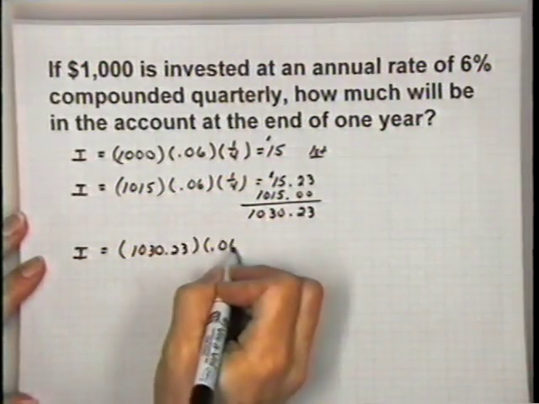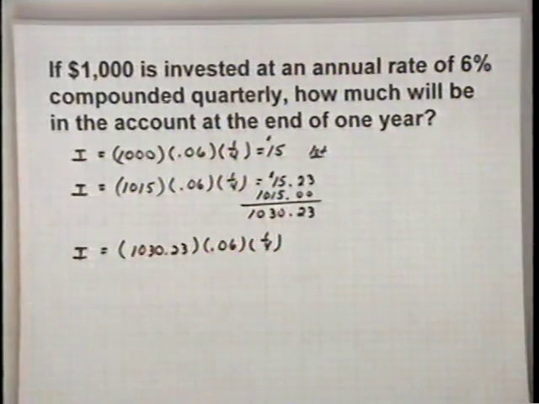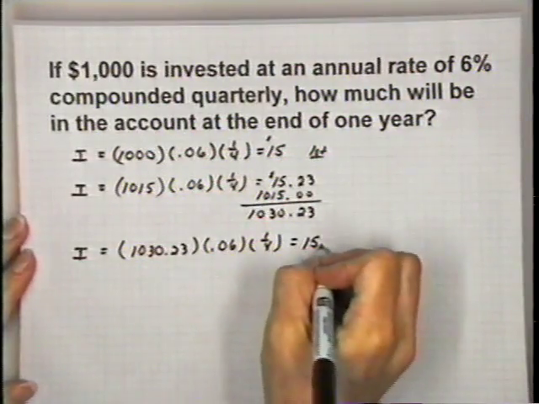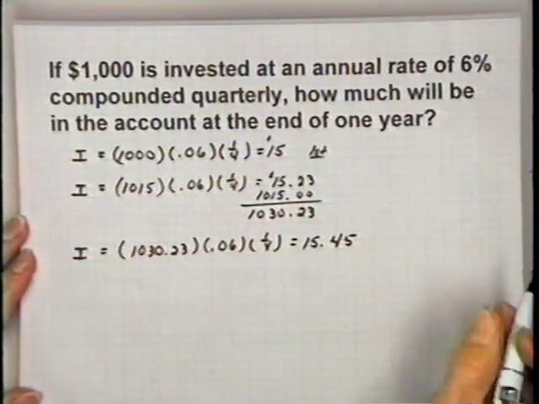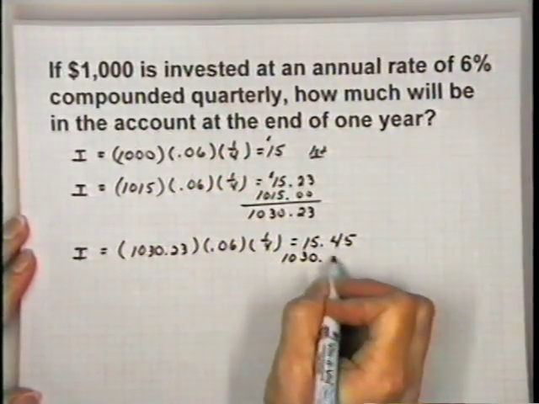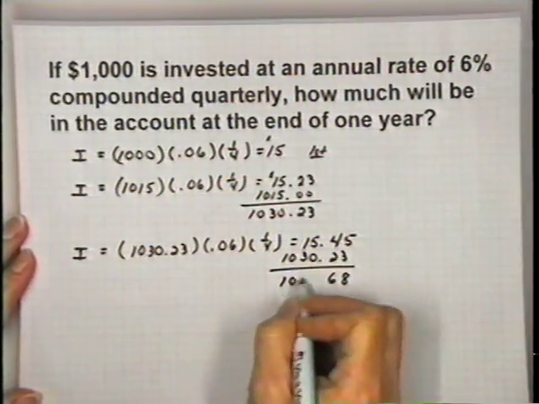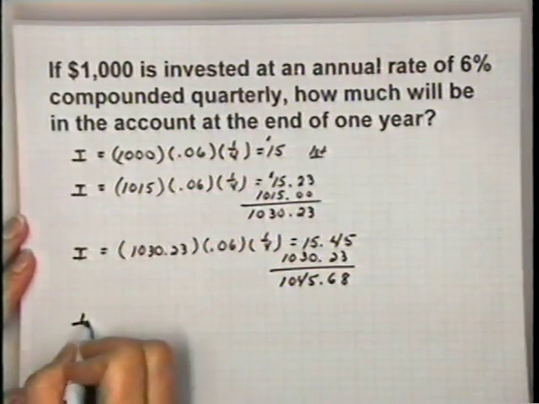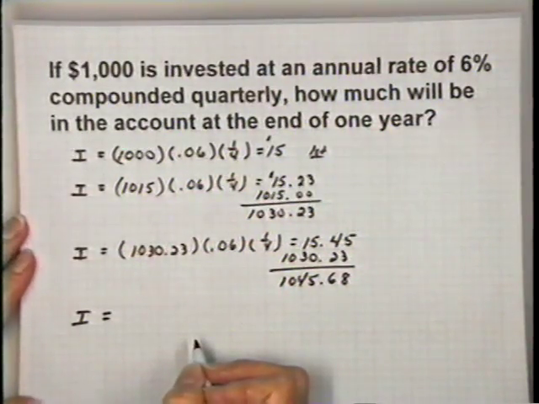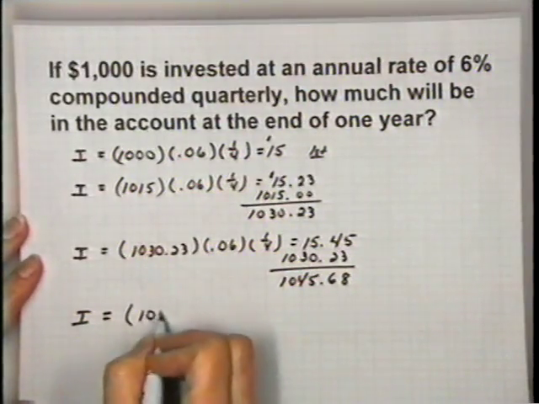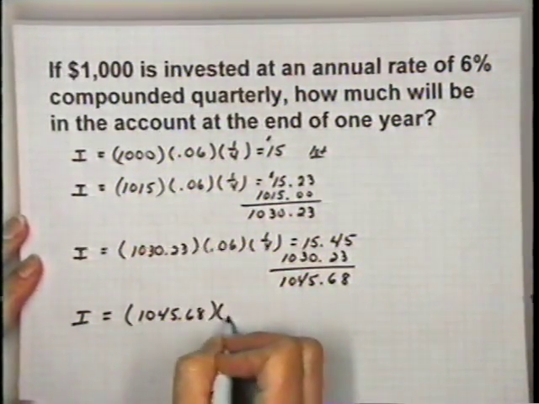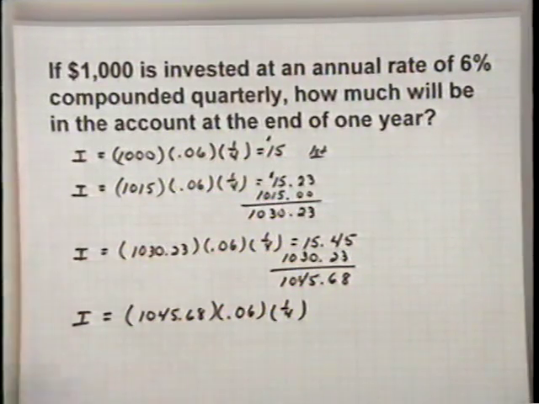So the third time we calculate interest, it will be on 1,030.23 at 6% for, again, a fourth of a year. Let me do that right quick. 1,030.23 times 0.06. Again, we're dividing by 4. So this time the interest amounted to $15.45. Okay, let's add that to that 1,030.23 to get our new balance. Let's see, it's going to be $1,045.68. Now we're going to calculate interest one more time, right? 4 times a year. So this time on $1,045.68 times 6%, again times 1/4 of a year.